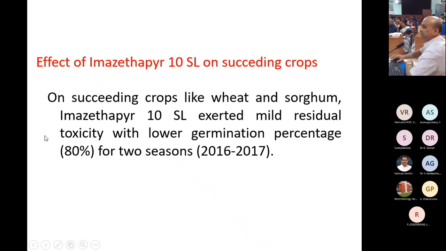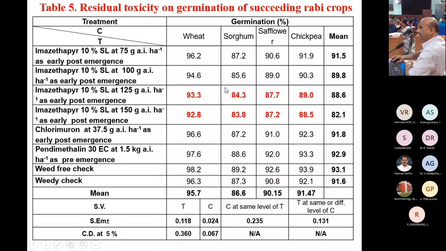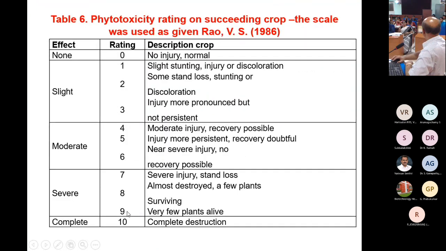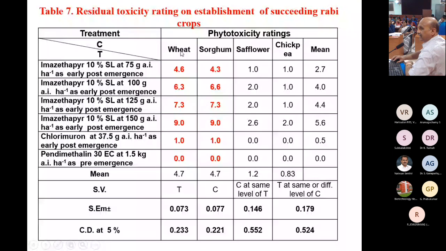On succeeding crops, as I mentioned, wheat, sorghum, chickpea and safflower were screened in order to know the residual effect of imazethapyr. Here the germination percentage was worked out. No doubt in the initial stage the wheat and sorghum germinated well, but in the later stage these two crops were very much affected. A 0 to 9 scale was used to score, and here you can see the wheat and sorghum phytotoxicity rating is higher in comparison to safflower and chickpea.